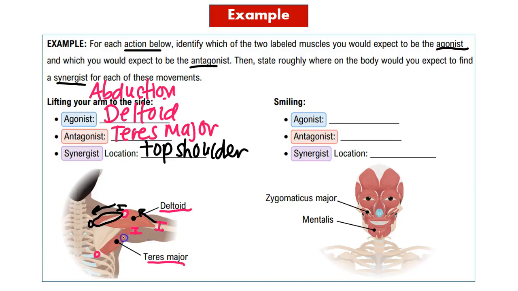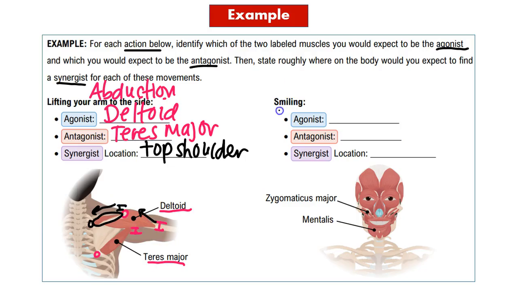Okay? And our teres major, again, is relaxing. Now, if you were trying to get closer to the midline of the body, meaning adduction, then that teres major would contract. And the deltoid would have to relax. And of course, the supraspinatus would have to relax as well. Okay, that part of that rotator cuff. But they're still not going to relax 100%. They're going to relax enough to not cause any instability.